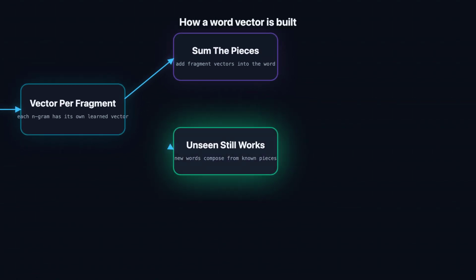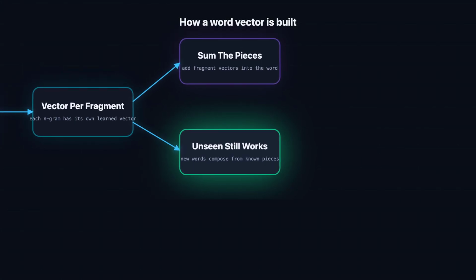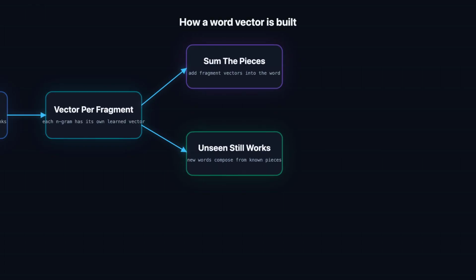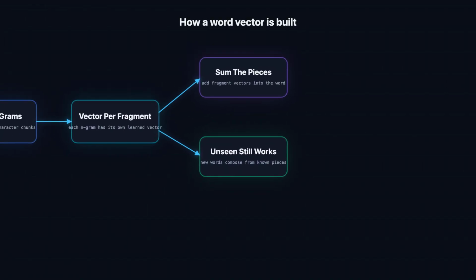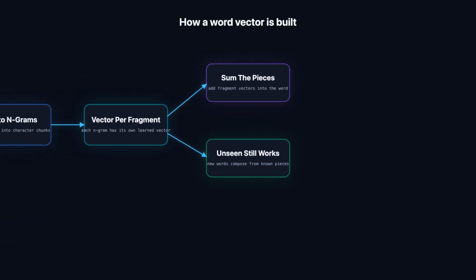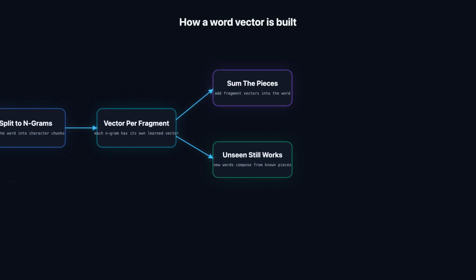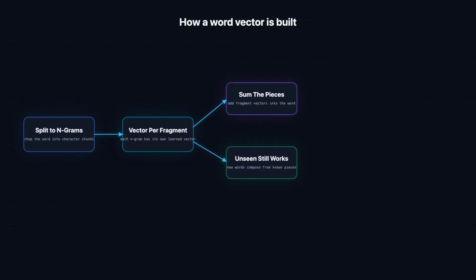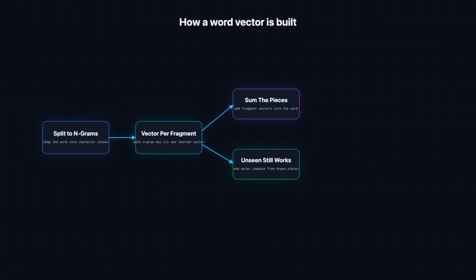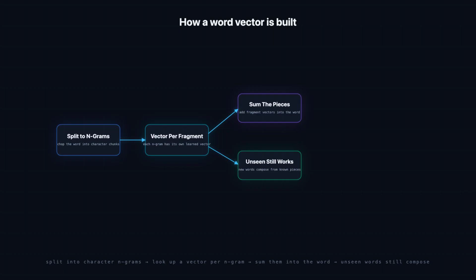Here is the real payoff. Suppose a word never appeared in training, a typo, or a brand new term. fastText still splits it into familiar fragments and sums their vectors, producing a sensible embedding from pieces it already knows. The dreaded out-of-vocabulary problem simply disappears.